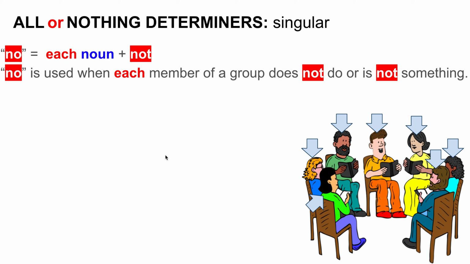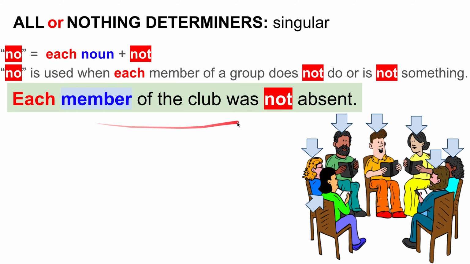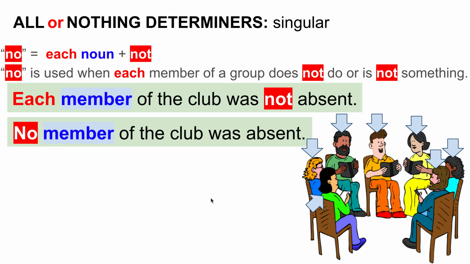If each member of a group does not do something or is not something, then I would use the no determiner. Let me give you an example. Each member of the club was not absent. Okay, that's good. A little wordy, but it's okay. But I can make it less wordy by saying no member of the club was absent. So again, I'm using no when each member of the club is not doing something or is not something.